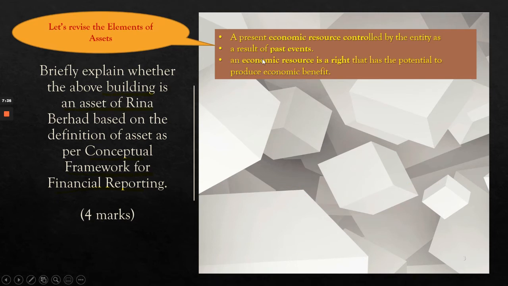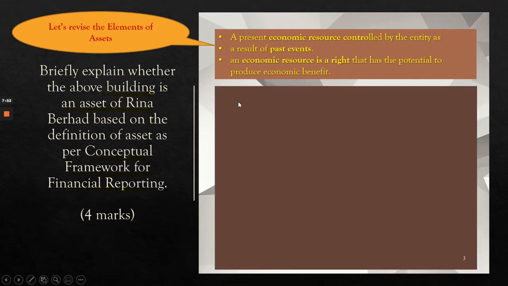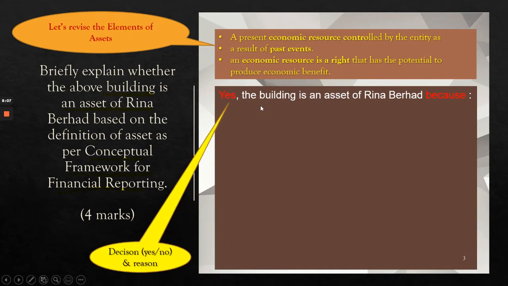And the third one is that when we talk about asset, it is about economic resource, where economic resource is a right that gives the company potential to produce economic benefits. So you should recall the definition. If that is not our answer, however, the answer is this. You need to say yes or no. Yes. Why? Because it has to fulfill these three elements or three criteria. The building is an asset of Reena Berhad because... give the reason. You need to make a decision to say yes or no.